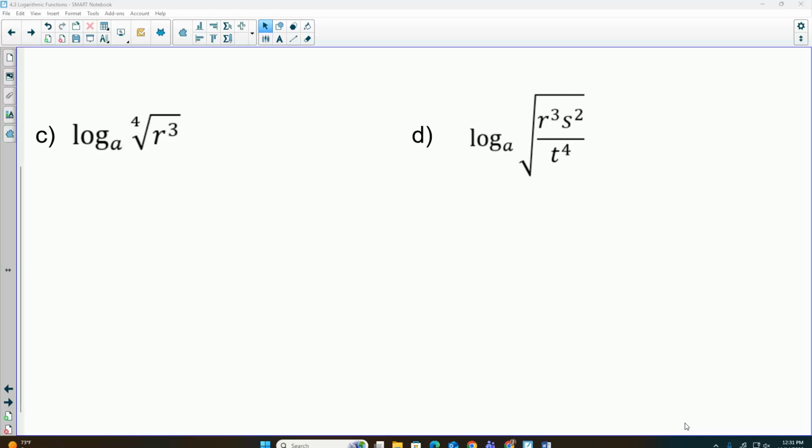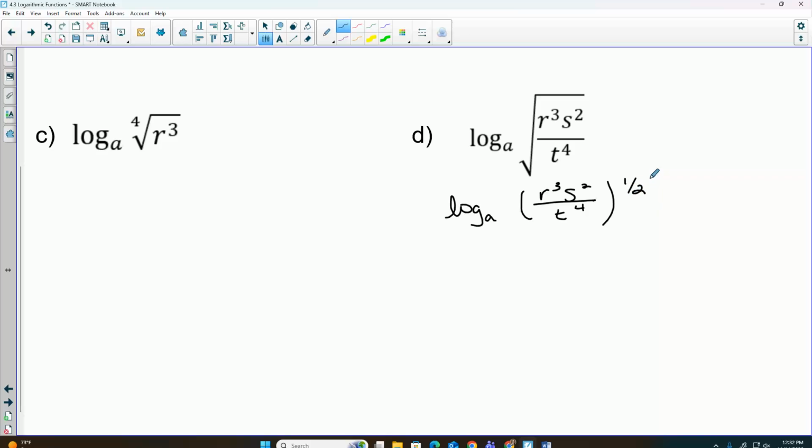All right, so if I ask you to use the properties of log, let's start with the fact that we have a square root here. What kind of power is a square root? 1/2. So I could write this whole thing as log base A of r cubed s squared t to the 4th, to the 1/2.